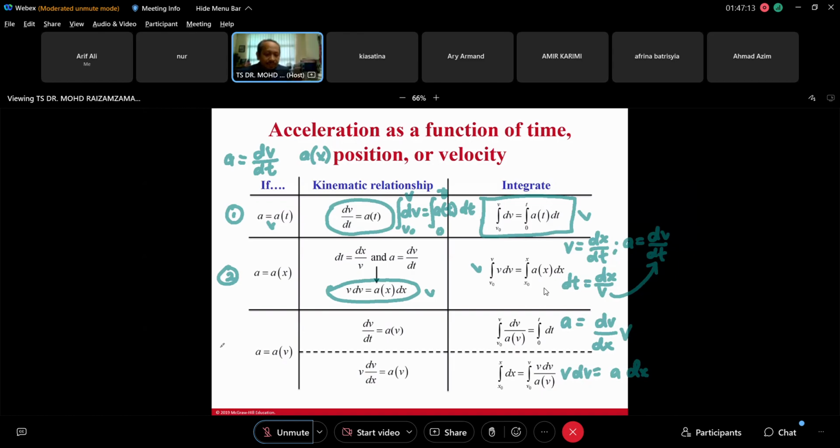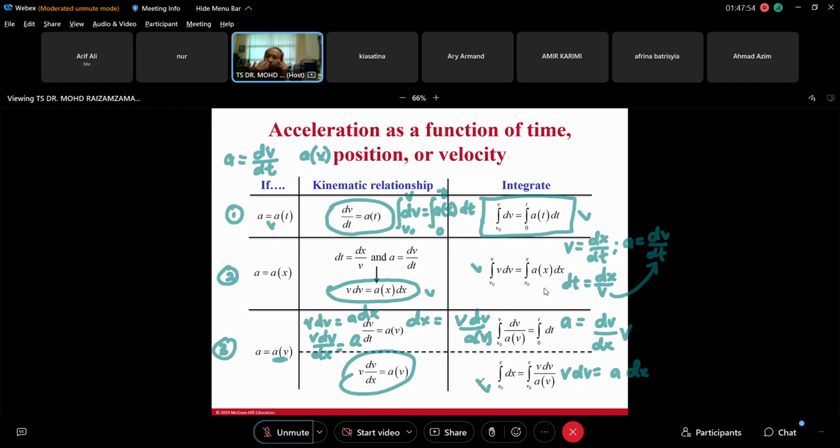All right? And the same concept, class, if you are given A as a function of velocity, you still have to use v dv equal to A dx. But in this case, of course, you have to bring the x here. So v dv over dx is equal to A. Or you can rearrange into this position: dx equal to v dv over A. Because your A is a function of v, right? So v and dv you can integrate. That's why, class, you can integrate both sides.